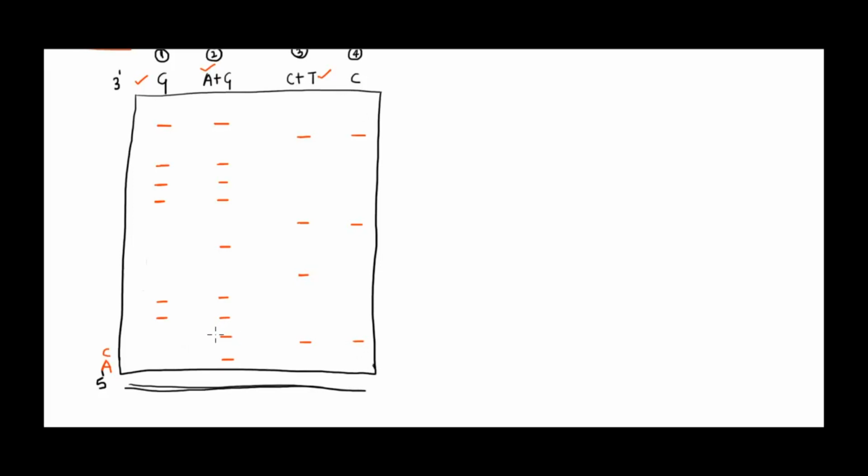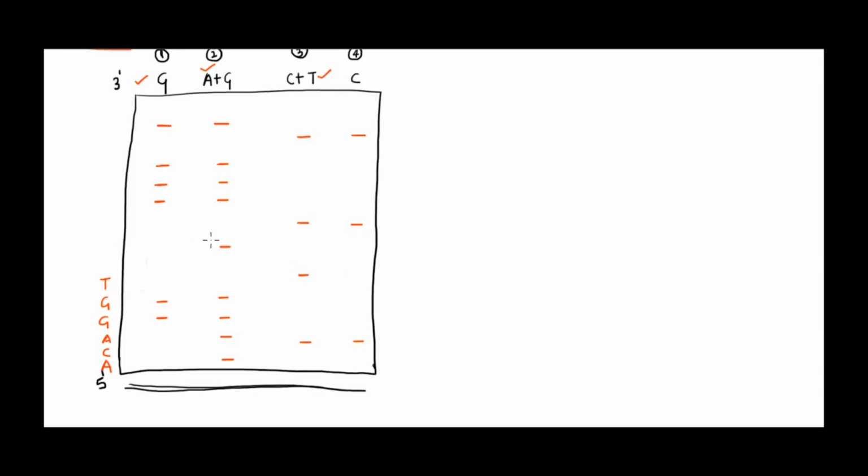Now look at this band. There is only one band in A plus G. There is no band in G. So that means it is adenine. Then you have a band in both G and A plus G. That means it is guanine. Next is this in both the lanes. That means it is guanine. Then we have it only in C plus T. There is no band in the cytosine lane. That means it is thymine.